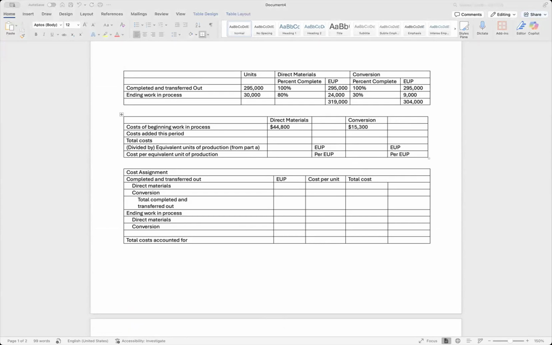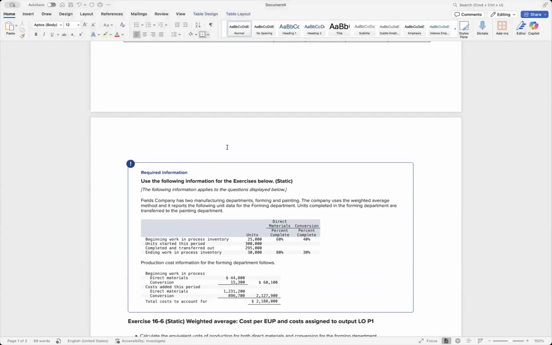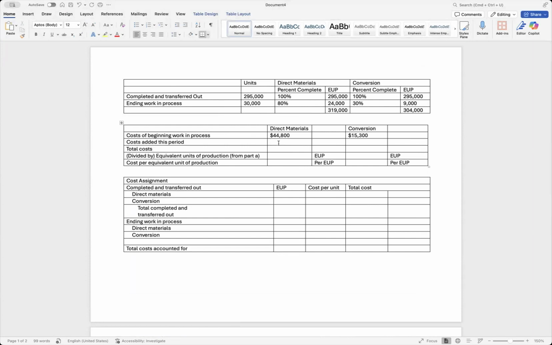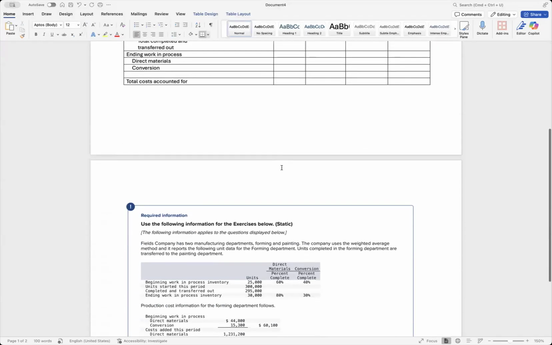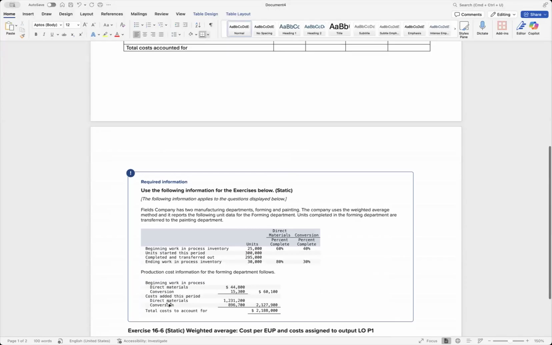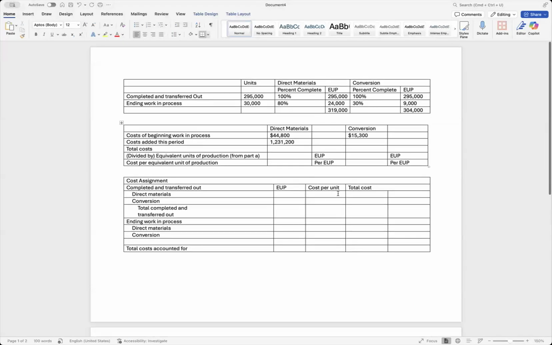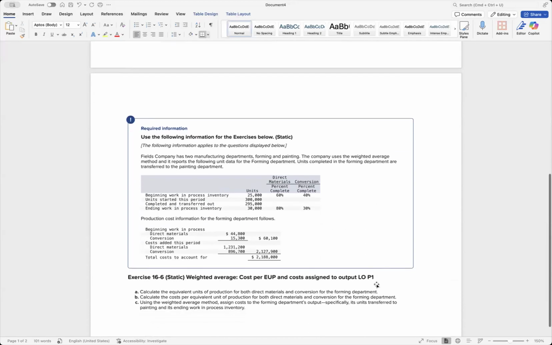My cost added this period. So if I look back here again, my cost added this period for direct materials is 1,231,200. So I'm going to put that here. Again, it's already given to me, 1,231,200. Did I put that right? Yes. And then my cost added this period for conversion is, sorry, 896,700. So I'm going to put 896,700 here. So then my total cost should add up to what they have.